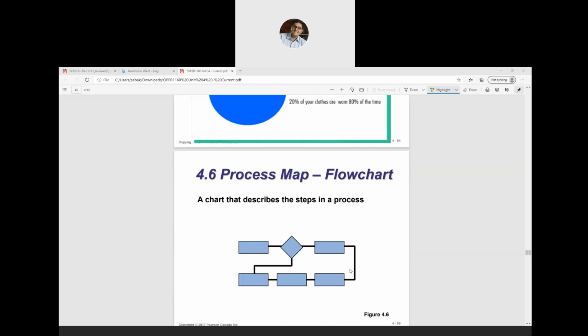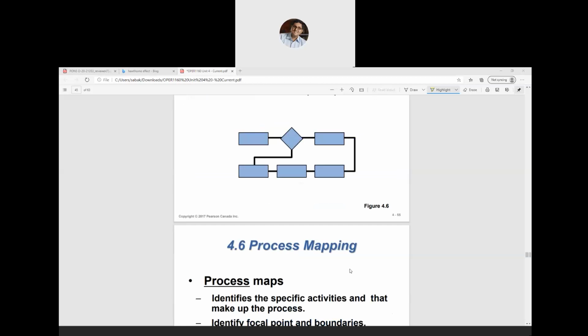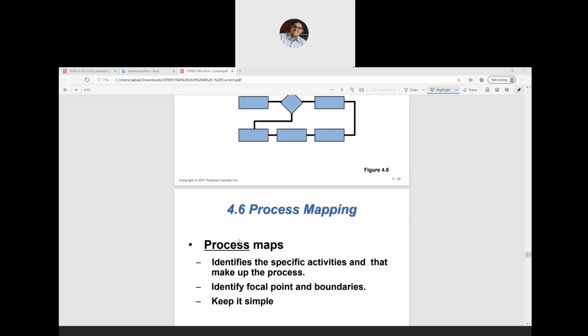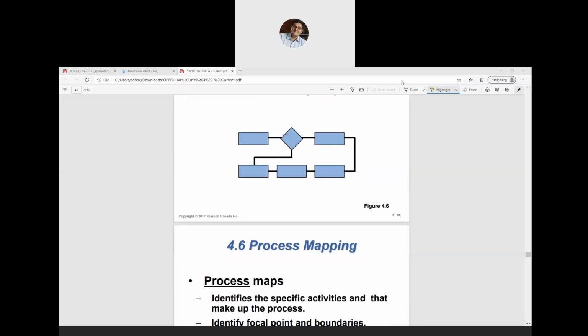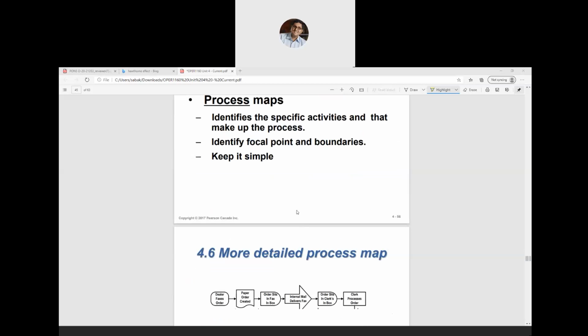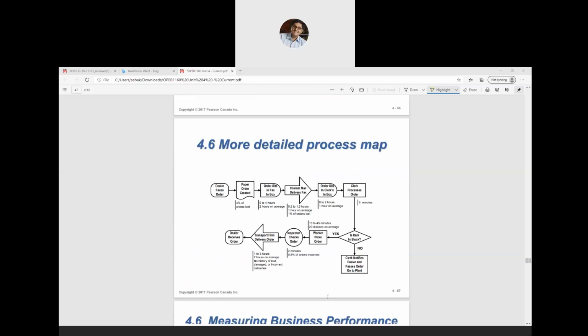The next method is called a process map or a flow chart, which we already saw last week. I took the example of you going to Tim Hortons and buying a cup of coffee. We put each of the activities that make up the process and draw it in the form of a simple flow chart. Even this, you can draw on a sheet of paper and then upload it in your eConestoga.